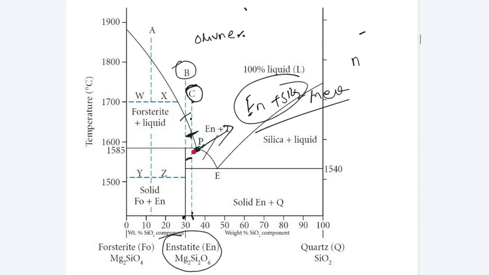So from this point, one of the phases will first crystallize, that is ancetite, up to the eutectic point, which is about 46% SiO2. Then from the eutectic point, simultaneous crystallization will occur between ancetite and SiO2. Then you will get ancetite and quartz as the final solid.